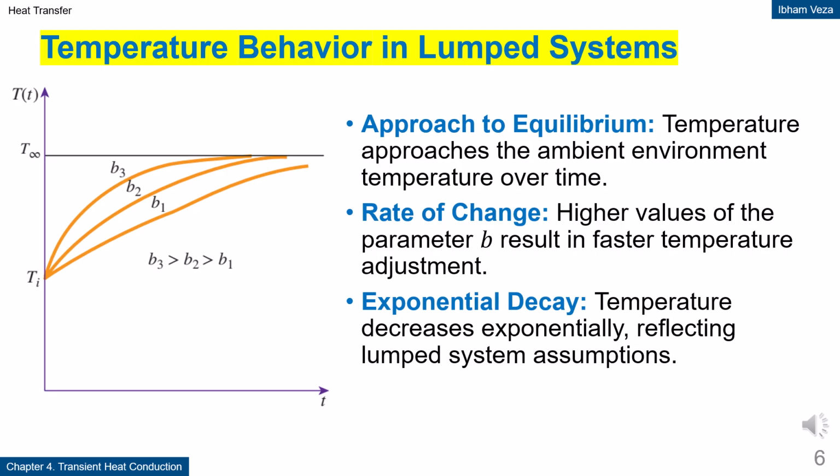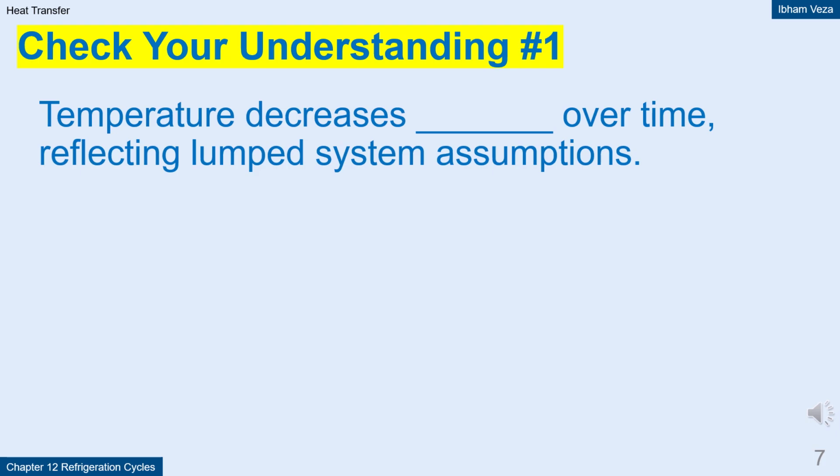Temperature behavior in lumped systems. The temperature change in a lumped system follows an exponential trend with time. At the beginning of the process, the temperature difference is large, so the heat transfer rate is high. As time progresses, the body temperature approaches the ambient temperature asymptotically. The parameter B controls how fast the system reaches equilibrium. This behavior reflects the assumption of no internal temperature gradients. Temperature decreases exponentially over time, reflecting lumped system assumptions.